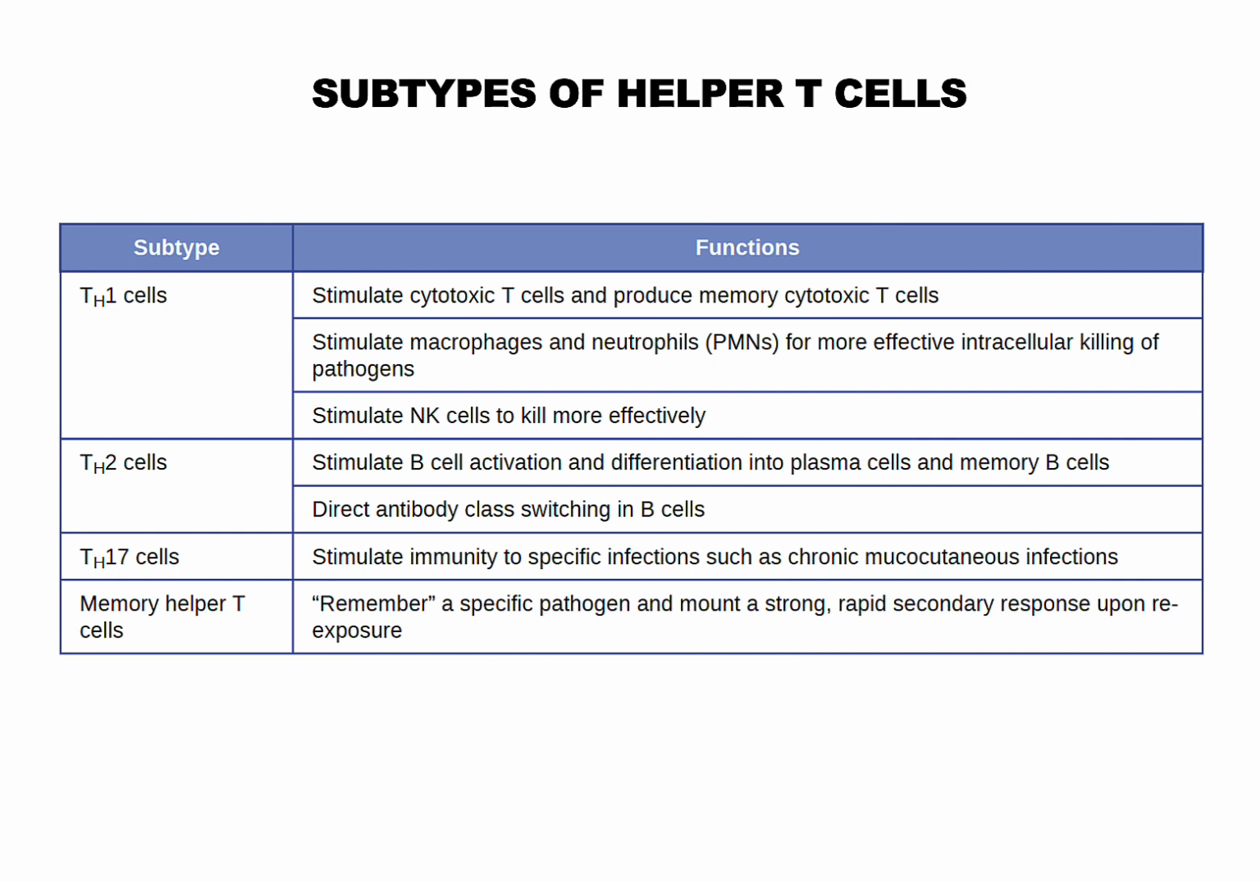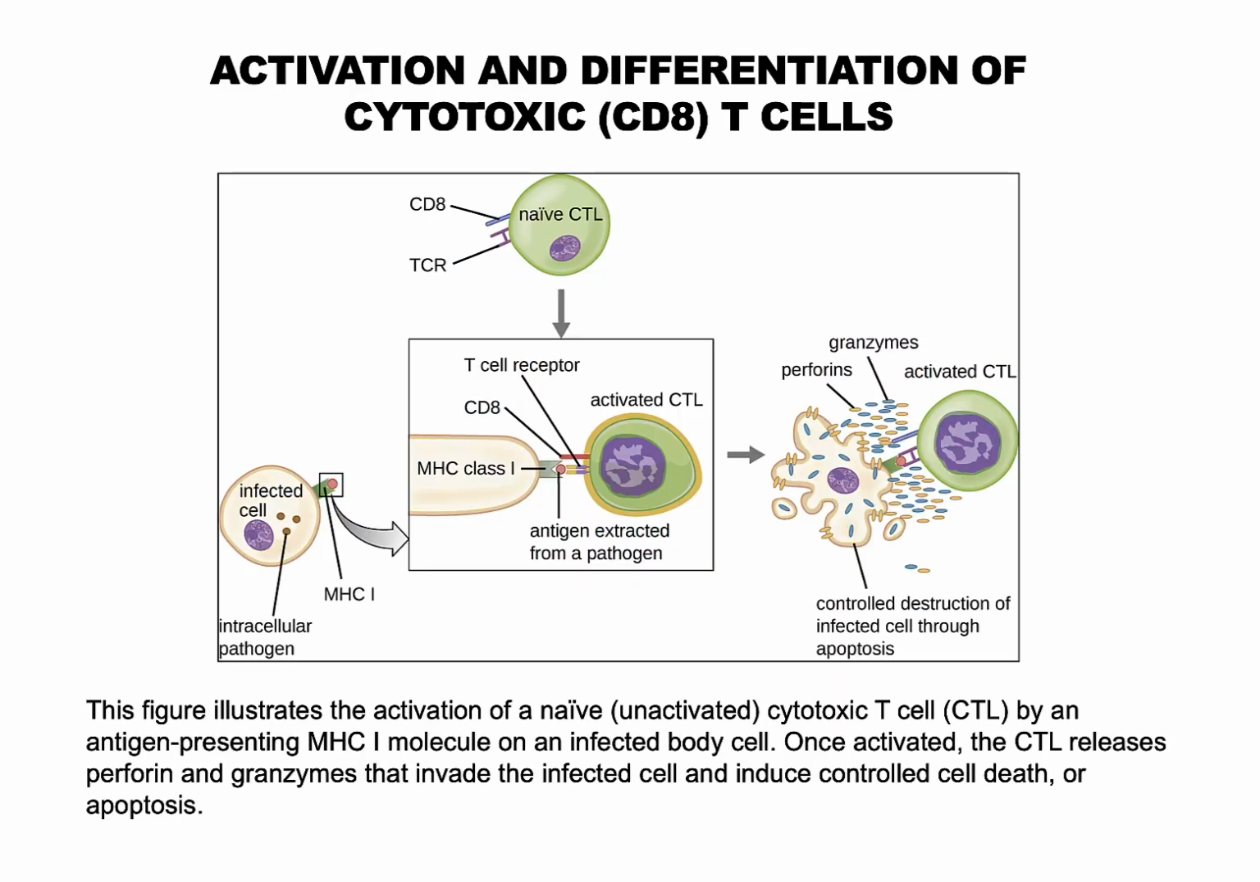As mentioned previously, memory helper T cells are relatively long-lived and are programmed to remember a specific antigen or epitope in order to mount a rapid, strong secondary response to subsequent exposures. Cytotoxic T cells, also known as cytotoxic T lymphocytes or CTLs, are crucial components of the immune response activated through a three-step process involving antigen-presenting cells.